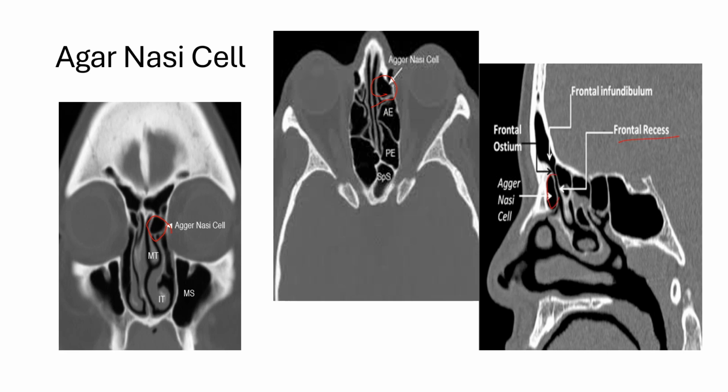In the sagittal image we can see this is the agger nasi cell and this is the drainage pathway of the frontal sinus, that is the frontal recess. They lie within the lacrimal bone and have a relation with the orbit, lacrimal sac and nasolacrimal duct. Due to its large size it may lead to narrowing of the frontal recess, causing frontal sinusitis due to retention of secretions within the frontal sinus.